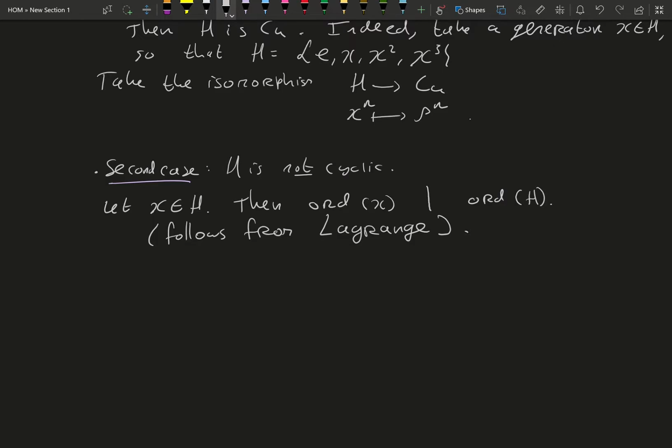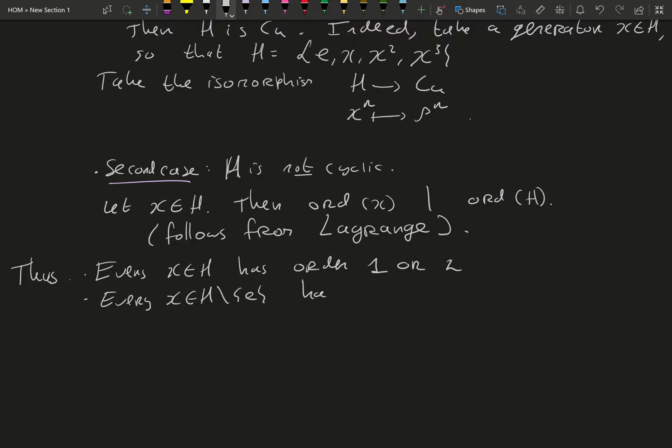We know that H is not cyclic and that H has order 4. So that means every x in H has order 1 or 2. Because if we have an element x in H of order 4, then H must be cyclic. And we know that the only element in H which has order 1 is the identity element. So we have that every x in H which is not the identity element has order 2.